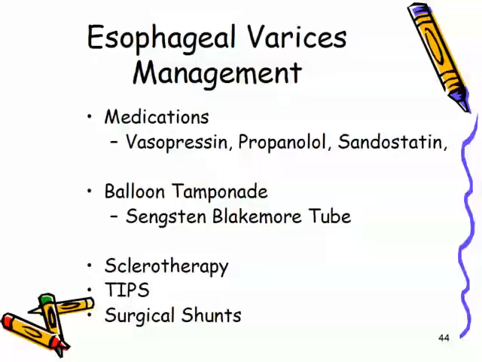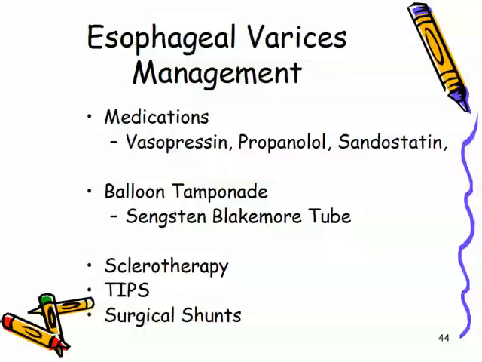So another thing that can be used is a balloon tamponade, where they actually put a special tube in where they can put pressure right up against that varices to keep it from bleeding out, because that is the risk with esophageal varices, is that they can eventually blow and that patient can hemorrhage out. Other things that can help with management of the esophageal varices are sclerotherapy, the TIPS procedure, and also surgical shunts.